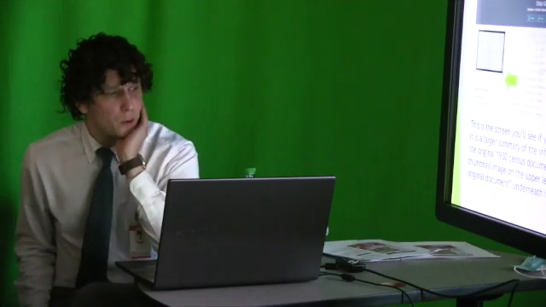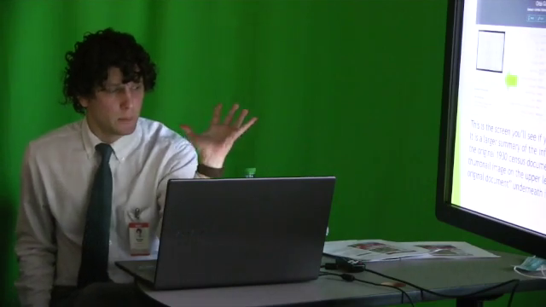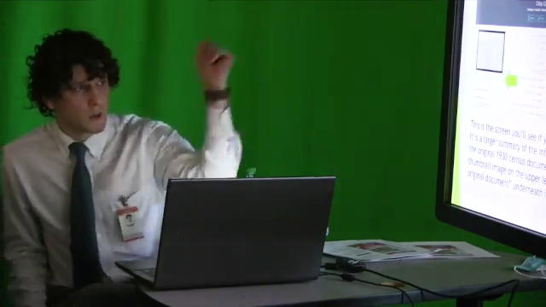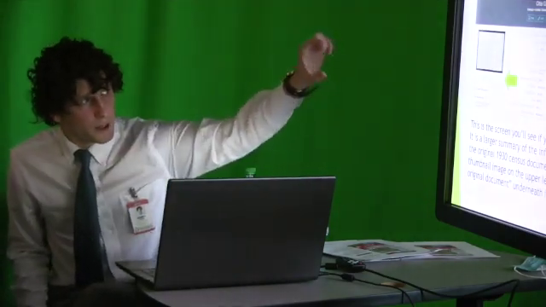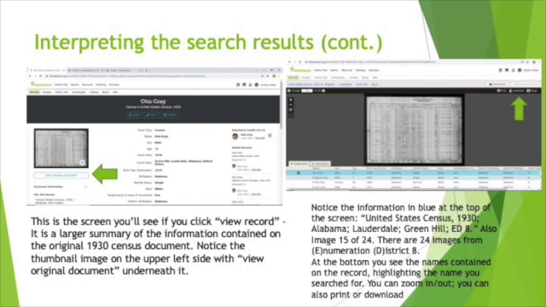Now, I'm going to focus on showing you the original document. So you'll actually click underneath the thumbnail image of this census schedule. You'll click View Original Document. And then notice the information at the top of the screen here. I show you on the right-hand side.